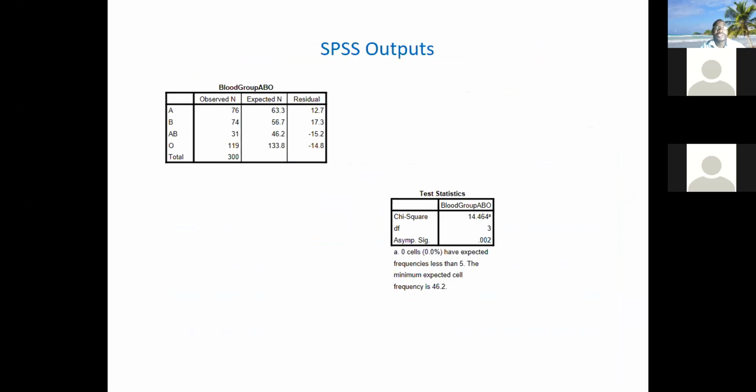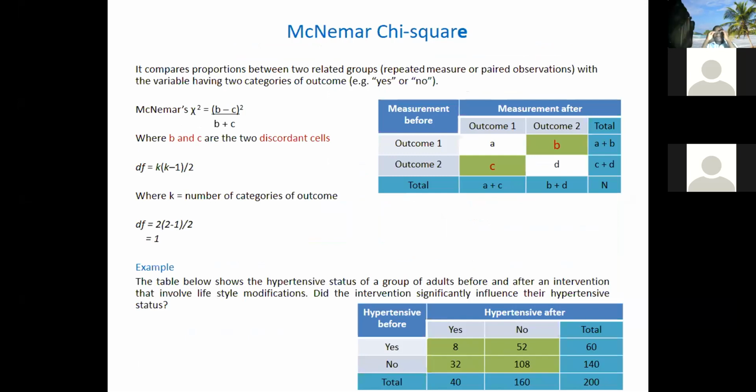So look at the results. Very clear. Then let's quickly discuss McNemar chi-square. There's no question. McNemar chi-square. Yes, sir. Yes. So I just want a confirmation.